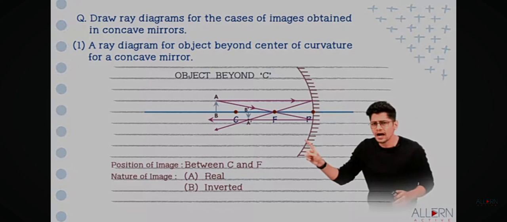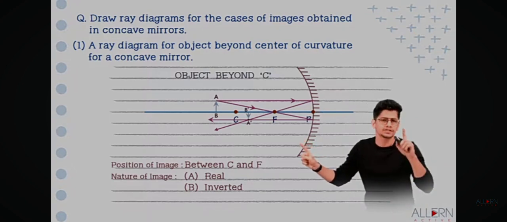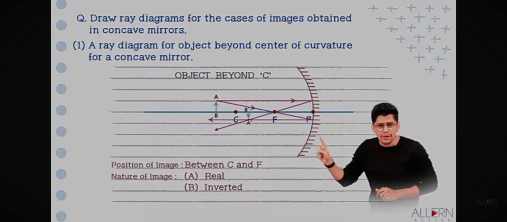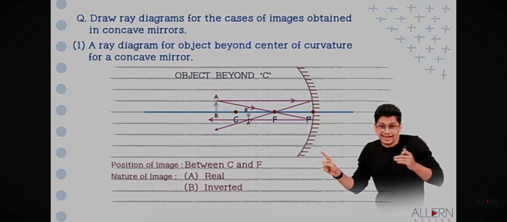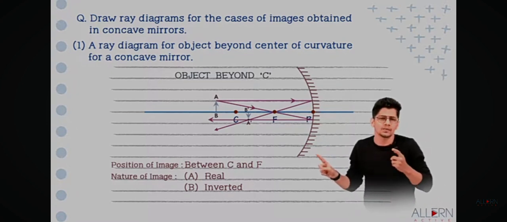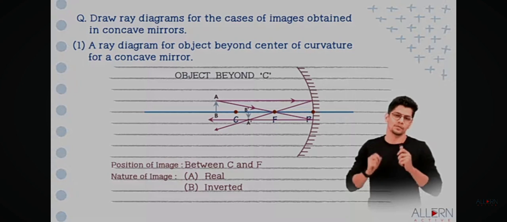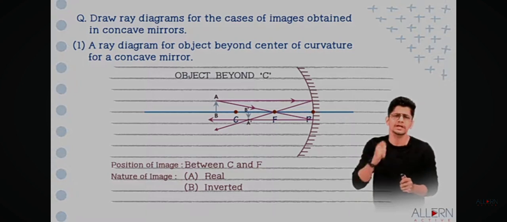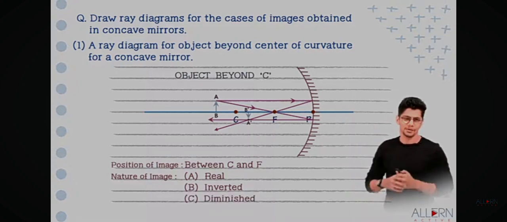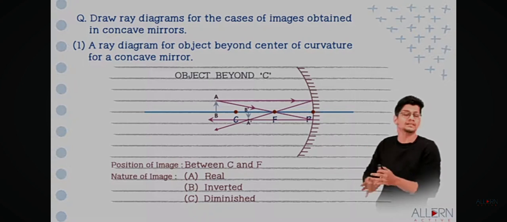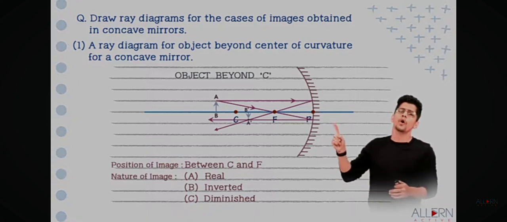Can you see the height of the object is 1 line of the notebook? But what about the image? Is it greater than 1 line? Is it of 1 line, or is it less than 1 line? It is less than 1 line. That means it is a smaller image. It is a diminished image. Now this completes the entire ray diagram for object beyond C.